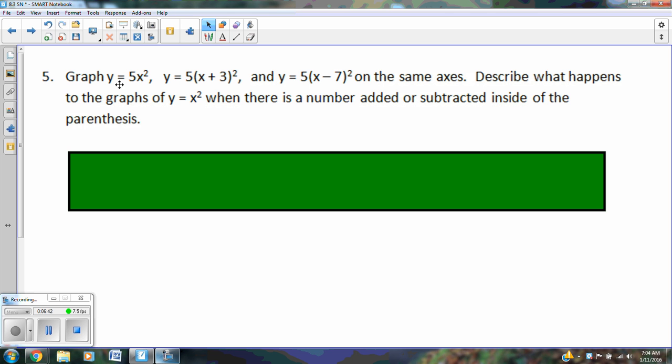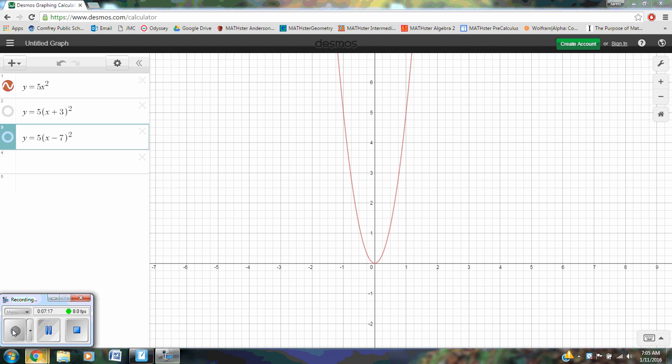Example 5, graph y equals 5x squared, y equals 5 times the quantity x plus 3 squared, and y equals 5 times the quantity x minus 7 squared, all on the same axes. So same thing, a plus 3 and a minus 7, but these are inside the parentheses, along with the x value, before it gets squared. So we're going to graph all these on the same axes and describe what happens to the graph of y equals x squared when there's a number added or subtracted inside of the parentheses.